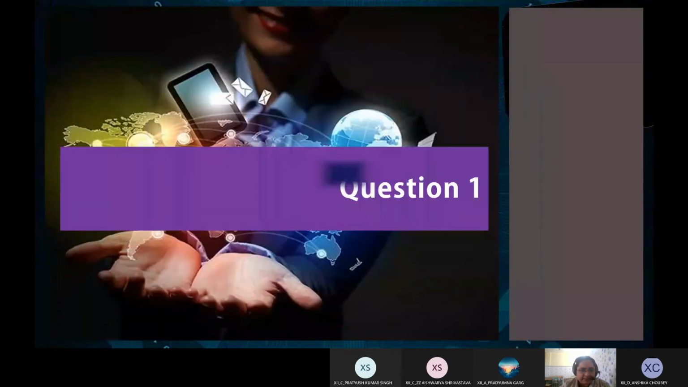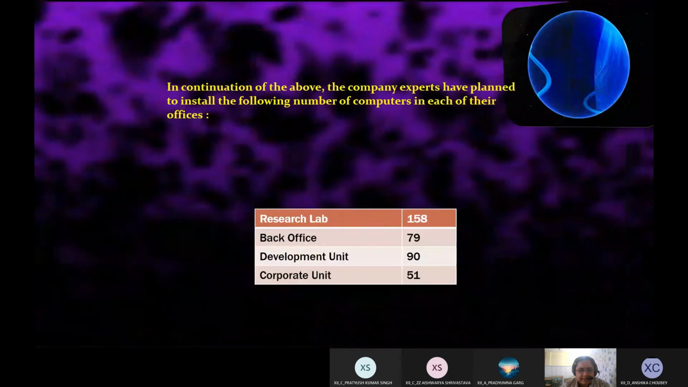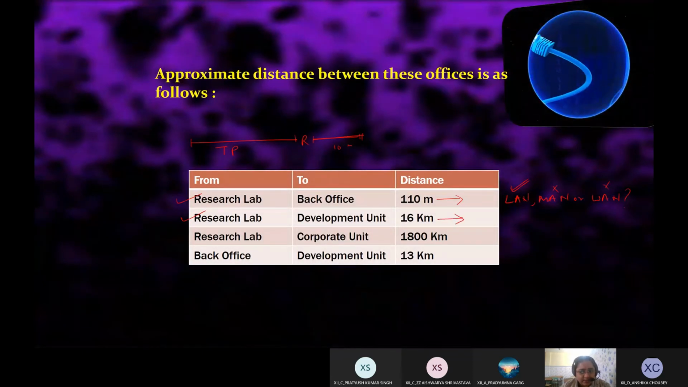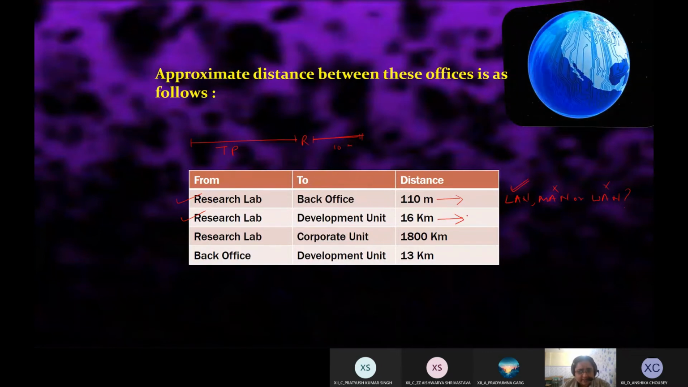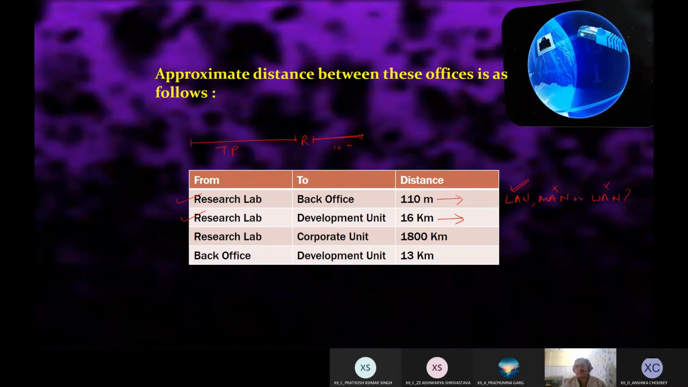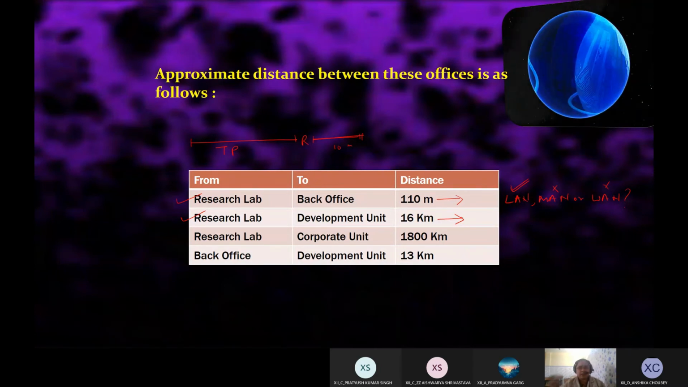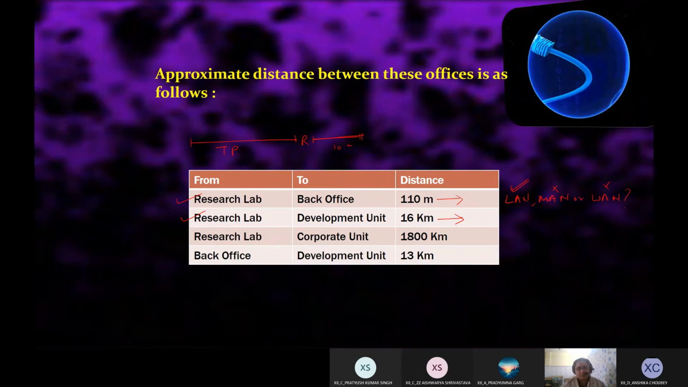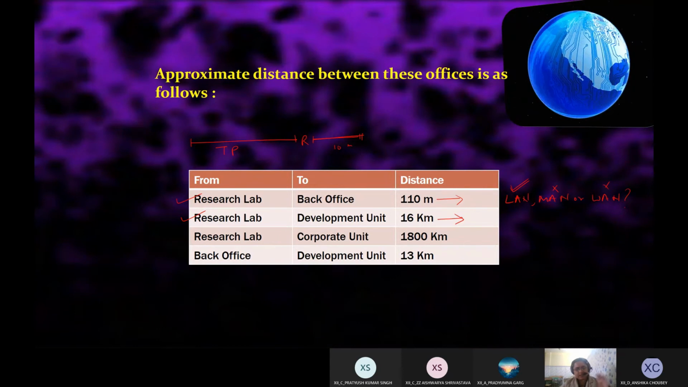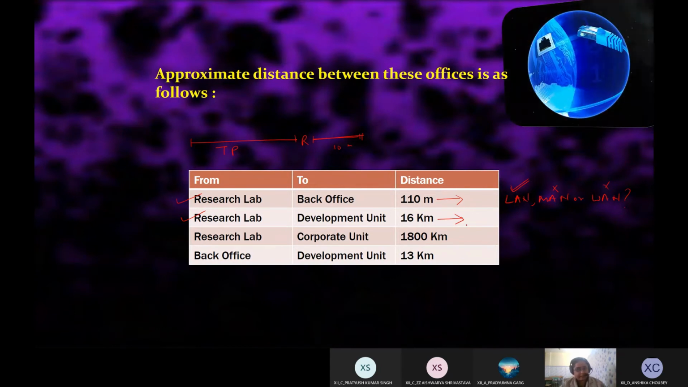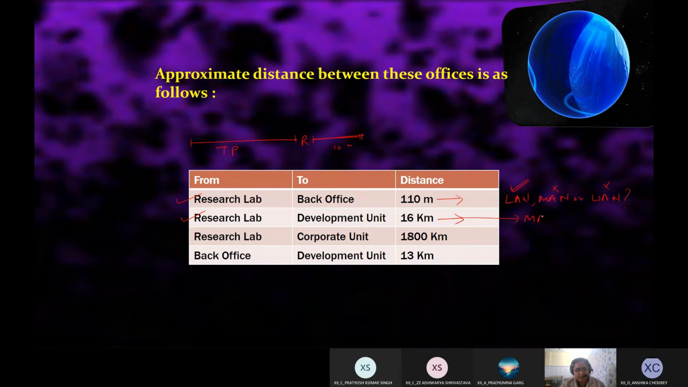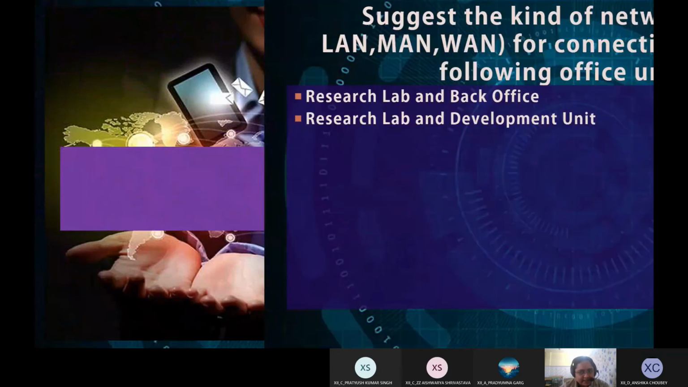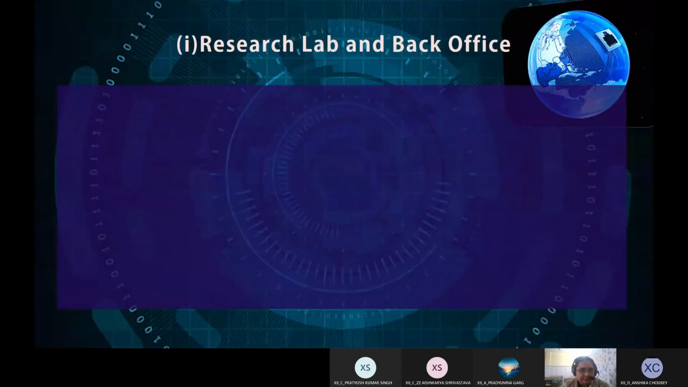Research lab and development unit. Let's see, this is research lab and development unit, which is 16 kilometers, quite a distance, right? If I think about 16 kilometers from my house, from Indrapuri C sector to the school building over here, it is almost 5 kilometers. 16 kilometers means more than that, but within the periphery of a city, so I can go for a MAN over there, that is Metropolitan Area Network. Let's see the answers.